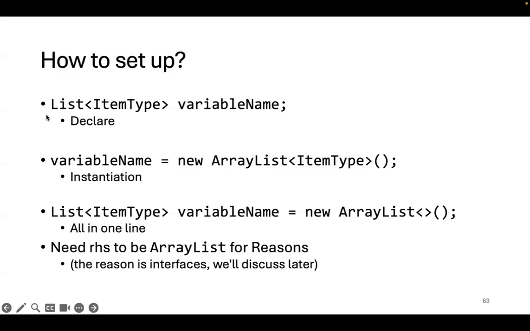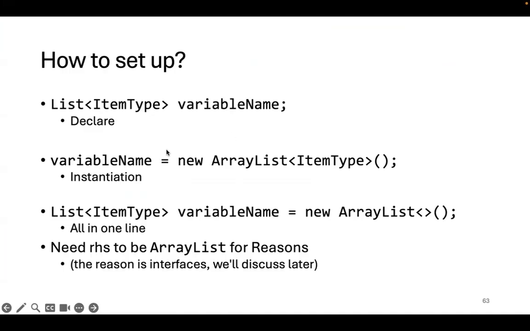So we need to say that this type of variable is a list. And similar to arrays, we need to say, here's what's going in there. So we need to say the item type. And so inside those angle brackets, that's where we say, here's the type of thing that's going to live in my list. And then we've got the variable name just as normal. So this is how we declare that.